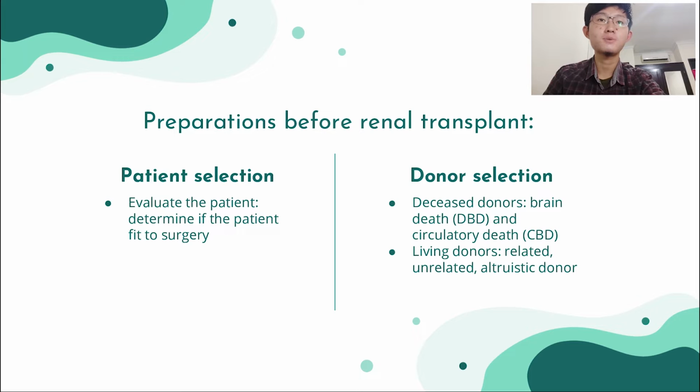Preparations before renal transplant. First, patient selection. We should evaluate the patient using anamnesis, physical examination, or other supporting diagnostics to determine if the patient is fit for the surgery or not. Second, donor selection. There are two types. First, deceased donors, which are brain death and circulatory death. And for living donors, there are related, unrelated, and altruistic donors.